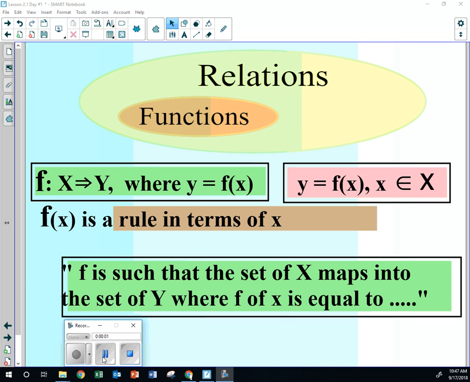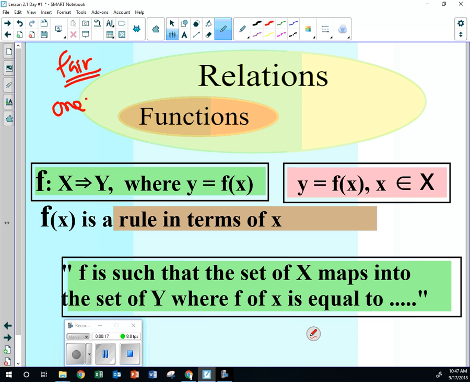Familiar with functions from algebra. I'm sure you talked about functions, right? Am I right? Yeah. So what we're talking about with functions is making things fair. So one job, one pay. That's the way I like to think of it.